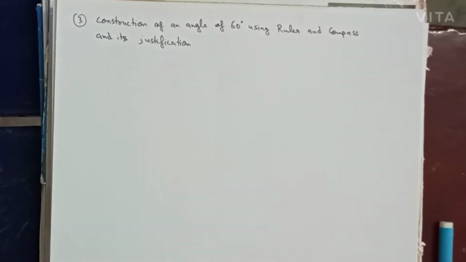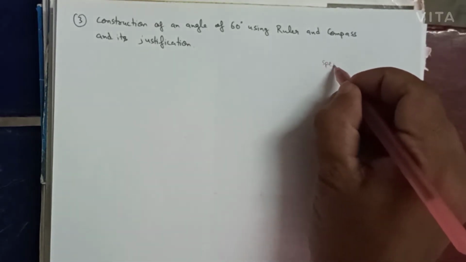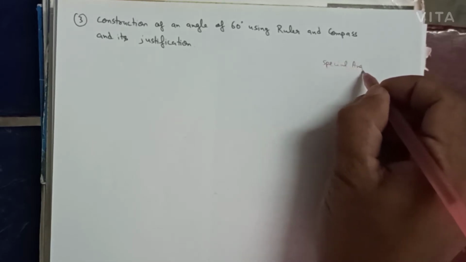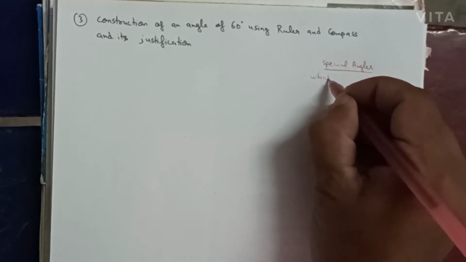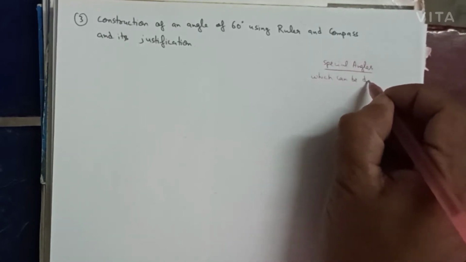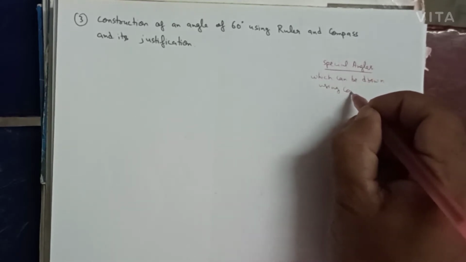Now we are going to discuss the construction of a 60-degree angle using the ruler and compass and its justification. All those angles which can be drawn with the help of ruler and compass, without using a protractor, are called special angles. Special angles are basically those angles which can be drawn using compass and ruler.